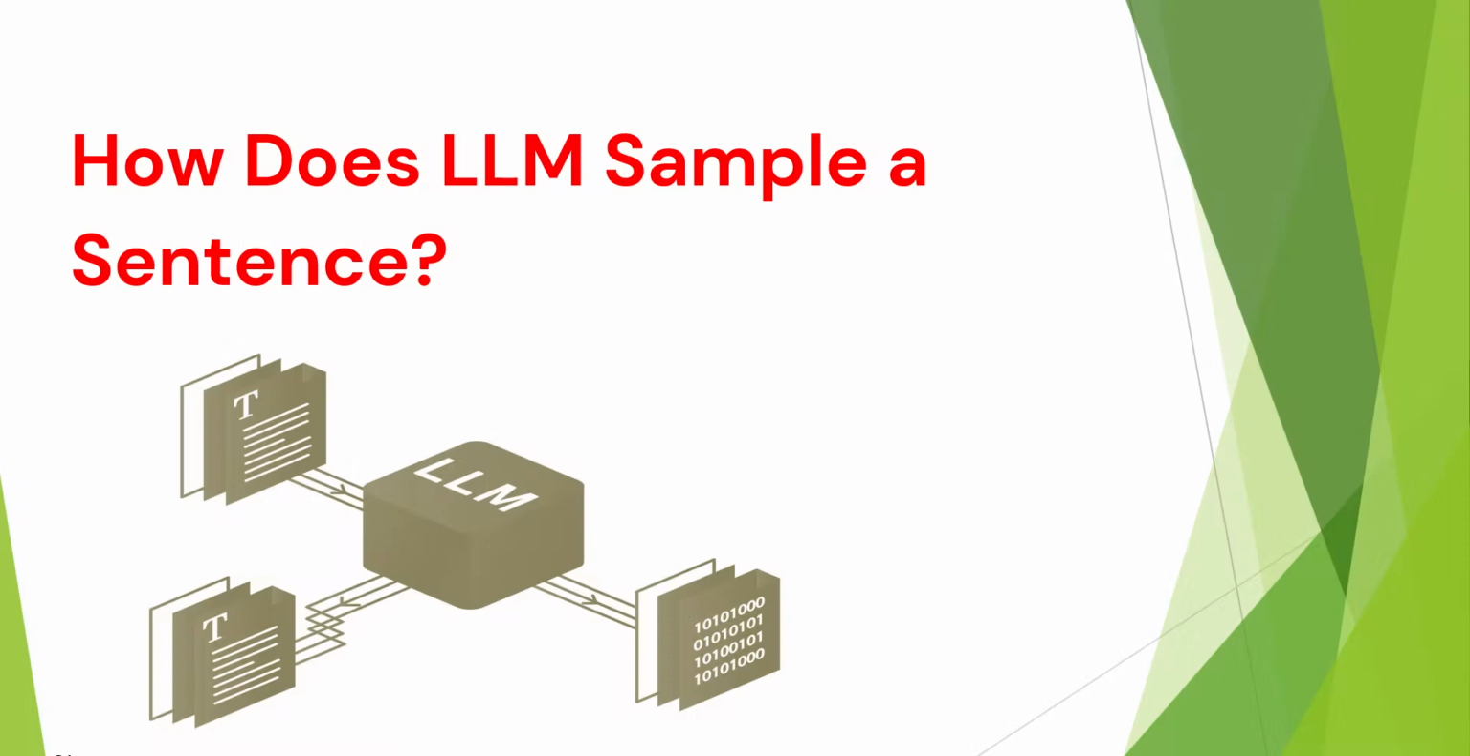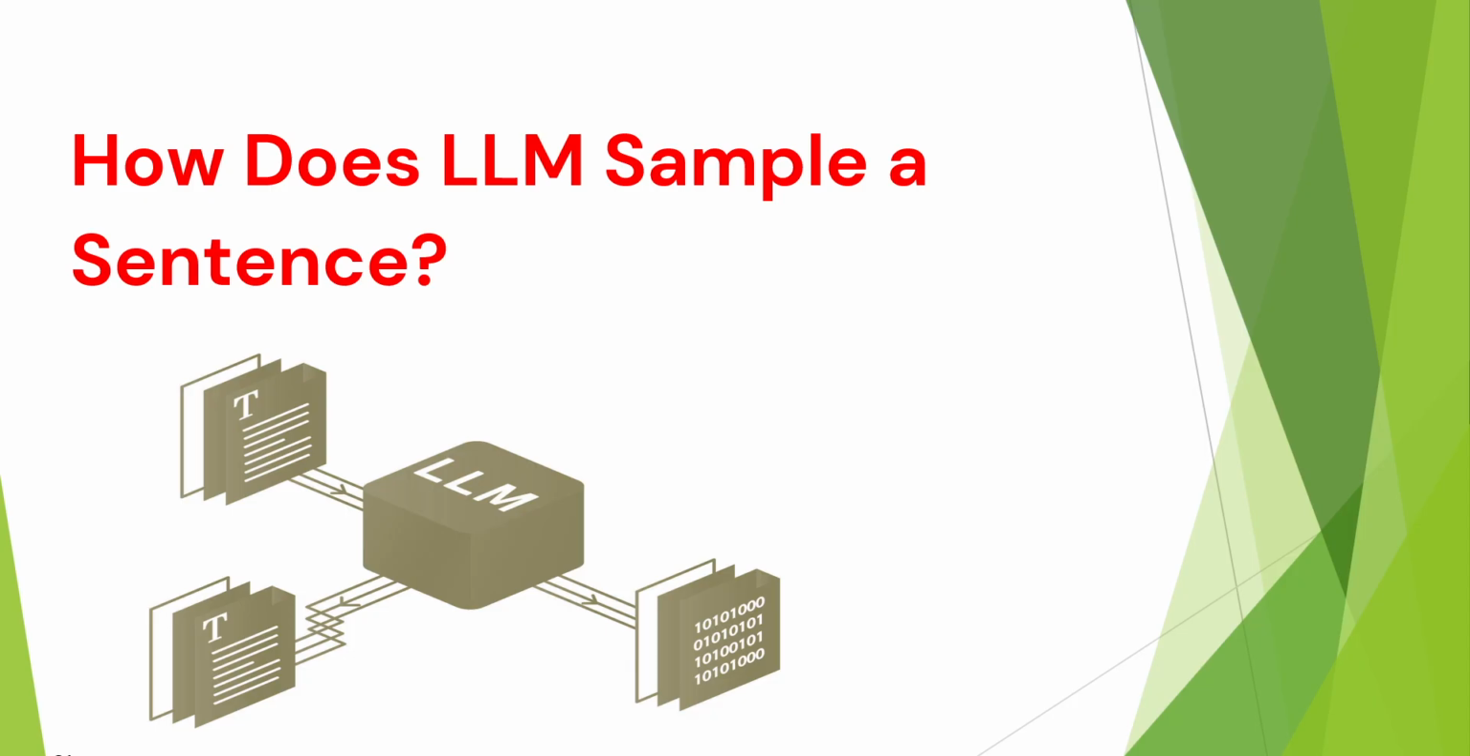Have you ever wondered how artificial intelligence can generate human-like text, from simple sentences to complex stories, with seemingly effortless ease? Well, the answer lies in the fascinating world of large language models, which have revolutionized the way we interact with language. At the heart of these models lies a complex process that enables them to sample a sentence one word at a time to create coherent and contextually relevant text. But how do they do it?